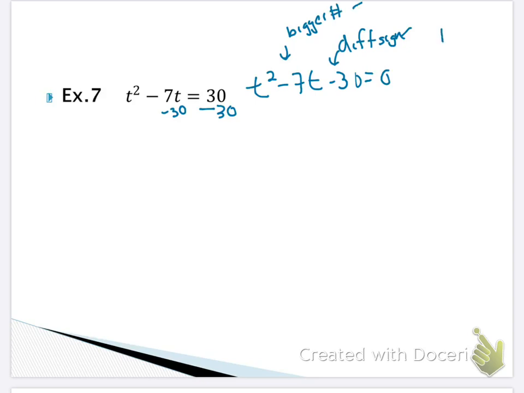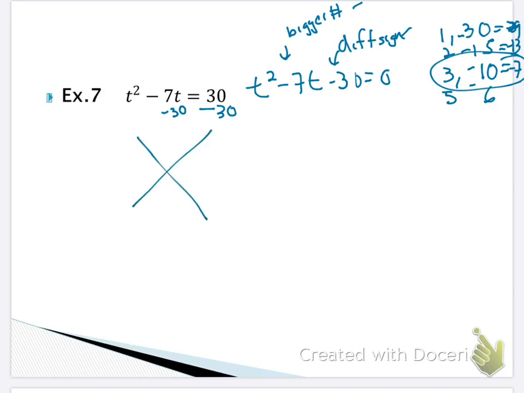I have 1 and 30. I have 2 and 15. I have 3 and 10. I have 5 and 6. Bigger numbers negative, so I put negatives on my bigger numbers. So this gives me negative 29. This gives me negative 13. This gives me negative 7. This is the one I want.